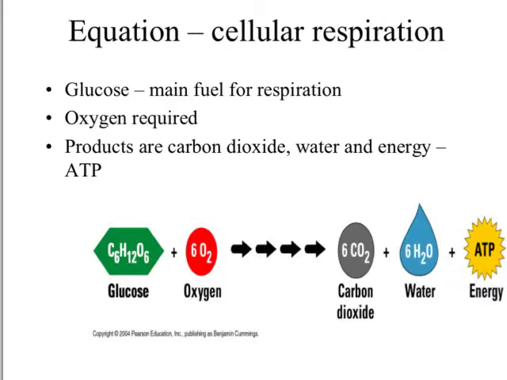Now, cellular respiration is, like we said, going to require oxygen. And so our reactants for cellular respiration are the glucose we eat and the oxygen we breathe. So those are our reactants. And as those two things are broken down, we get our products, which are carbon dioxide, water, and energy, in the form of what we call ATP, or adenosine triphosphate.